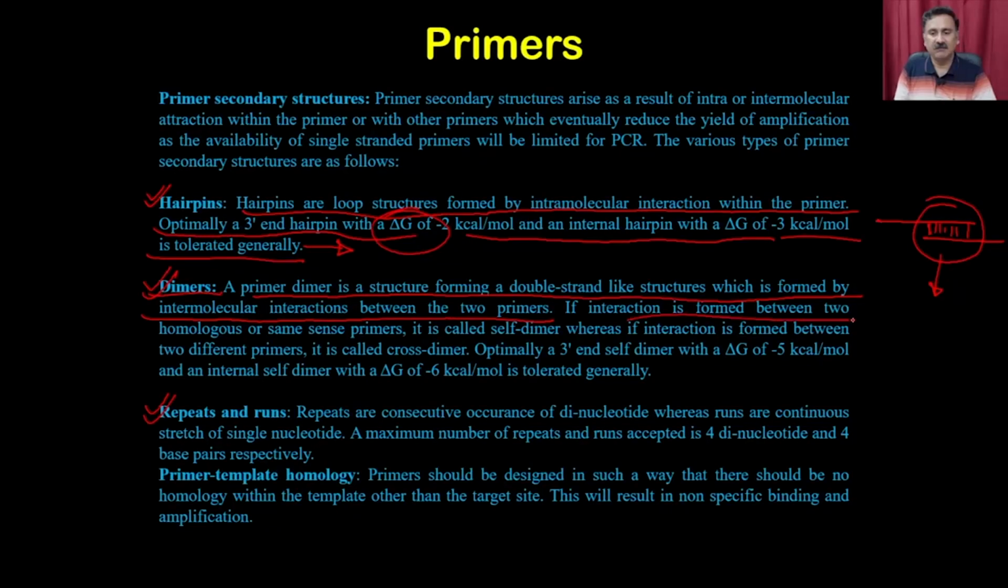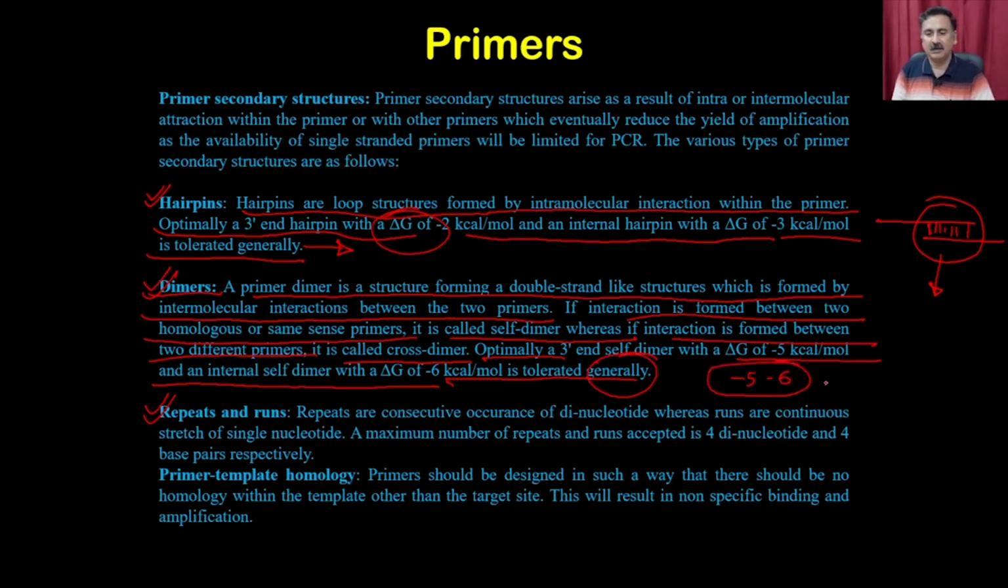So if the interaction is formed between two homologous or same sense primers, it is called a self dimer, whereas if the interaction is formed between the two different primers, it is called a cross dimer or heterodimer. Optimally, a delta G of -5 kilocalorie, or an internal self dimer with -6 kilocalorie, is tolerated. So if it has a -5 to -6 free energy kilocalorie per mole, then it can be broken down when you increase the temperature.